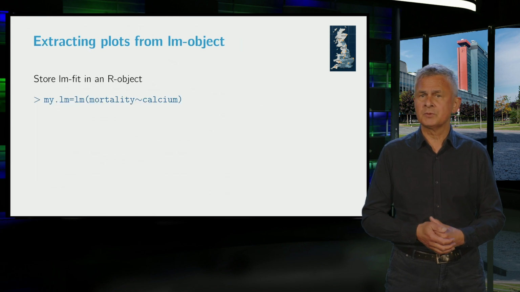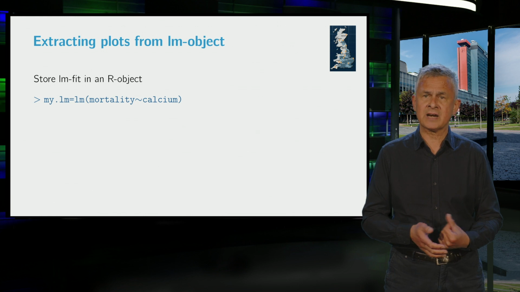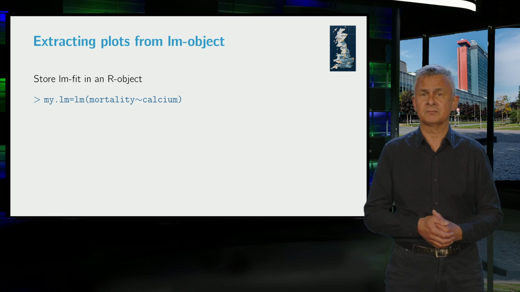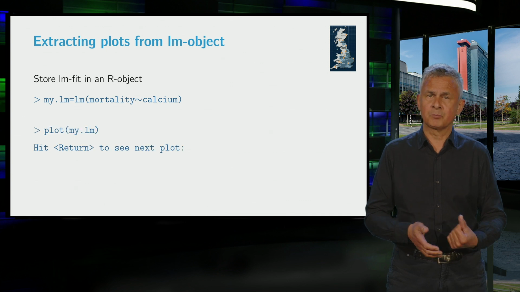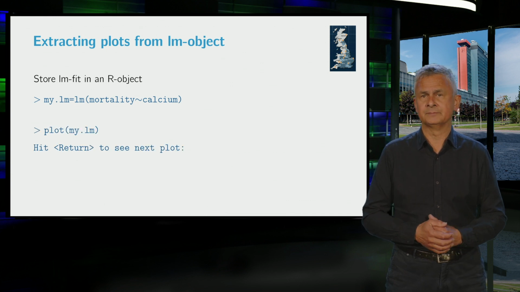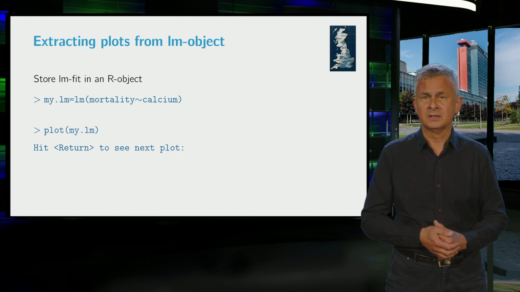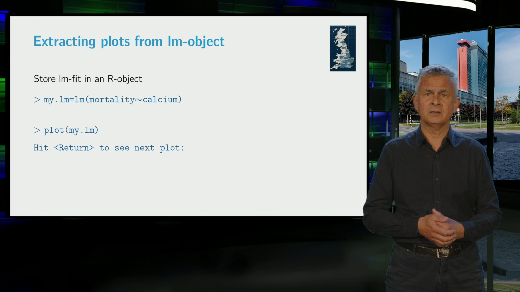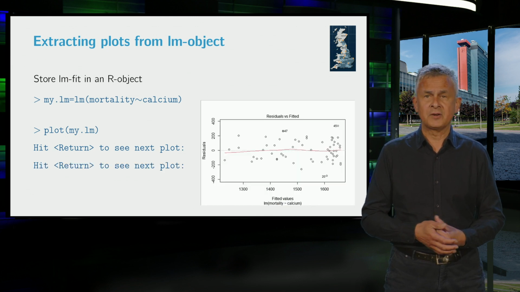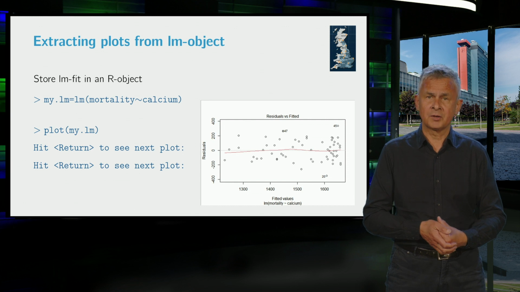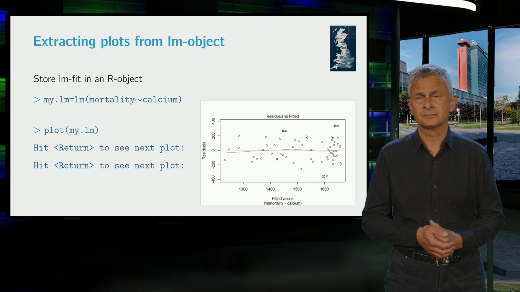Now, the two plots we just showed you are part of the standard plots that can be extracted from the fitted LM object, say myLM. Just type plot of myLM. And this opens a dialog in the console. And every time you hit the return key, it produces a standard graph. After hitting the return key, a plot appears, which is the first residual plot we just discussed.